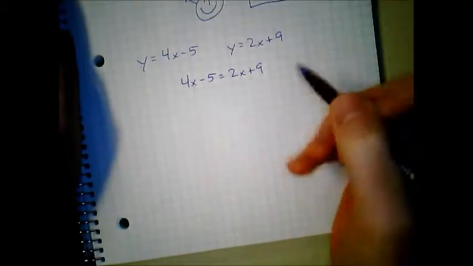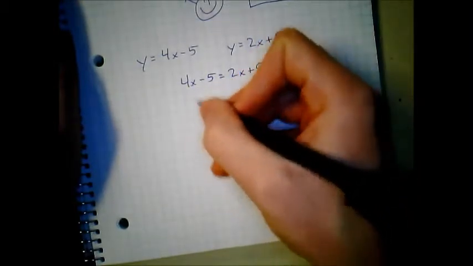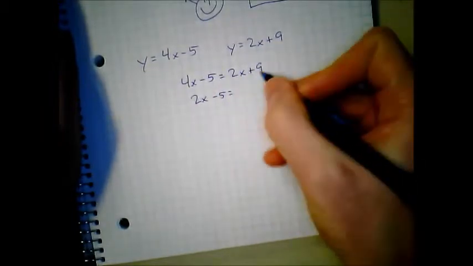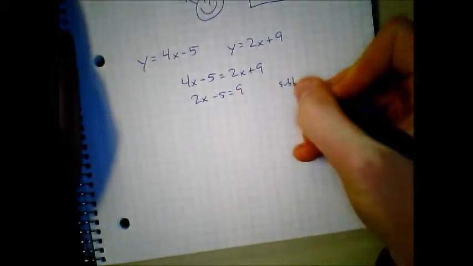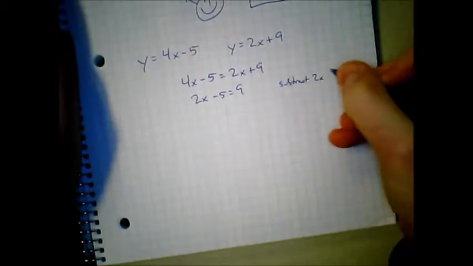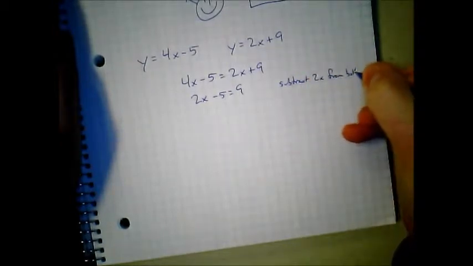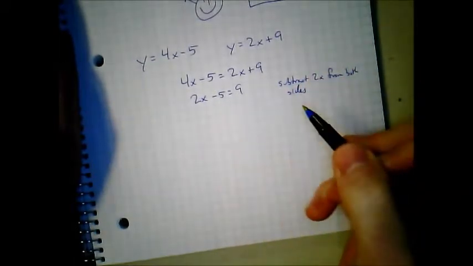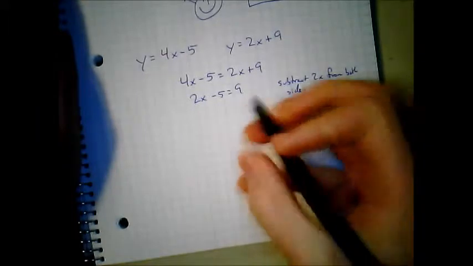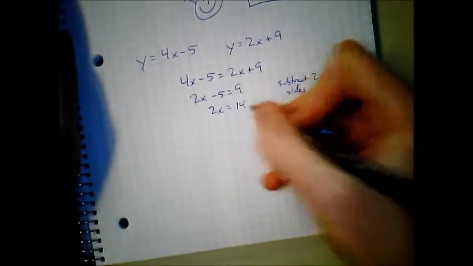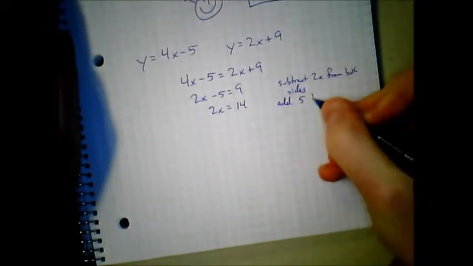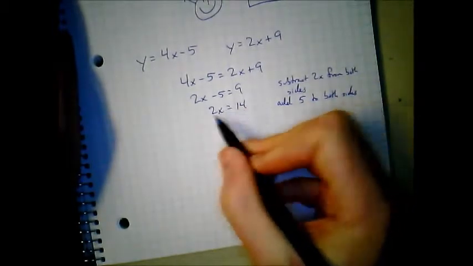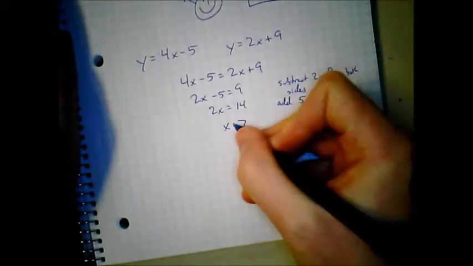I'm going to subtract 2x from both sides. So 4x minus 2x is 2x. Minus 5. With the 2x, I took them all away, so I'm left with just 9. So I subtract 2x from both sides. Okay, need to get rid of my negative 5, so I'm going to add 5 to both sides. So I have 2x equals 14. And I'm just going to divide. 14 divided by 2 equals 7.